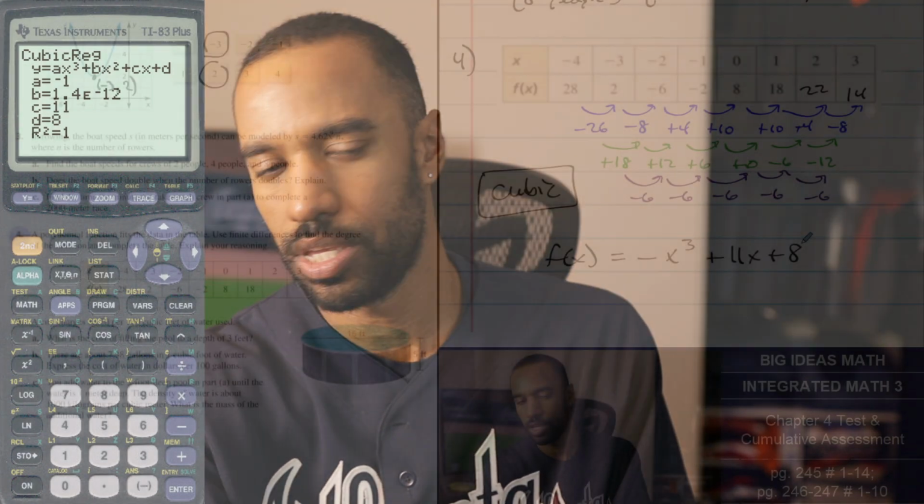Now from here, we know it's a cubic function, so we're going to clear this out. We're going to do stat and calc. Actually, let me do one more thing. I have to turn diagnostic on, so we can see that r squared was 1. Okay, stat, calc, cubic regression of that set. And here's our formula. Now that b is supposed to be 0. You can clearly tell, 1.4 times 10 to the negative 12th power. So our equation is actually f of x equals negative 1x cubed plus 0x squared plus 11x plus 8.